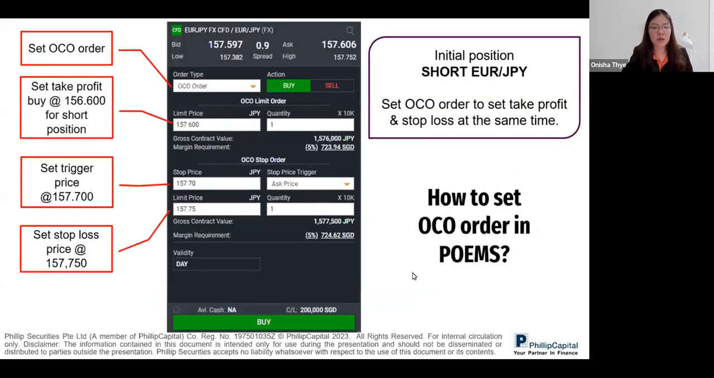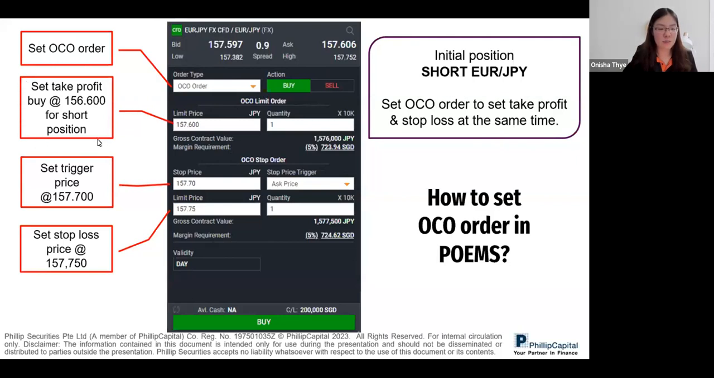Okay, so how do we set our OCO order in POEMS? The first thing on our POEMS platform, you need to set the OCO order. Once you set the OCO order, it means that it is one cancels the other. So let's say for the initial position, you have a short Euro Japanese yen. This is the Euro Japanese yen counter. And then we can set the take profit and stop loss at the same time. The initial position we have already entered as a short position. And then this is how we set.